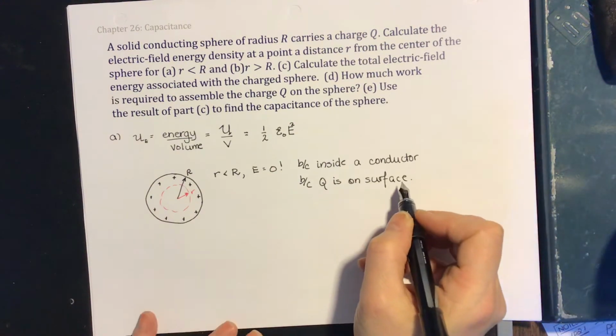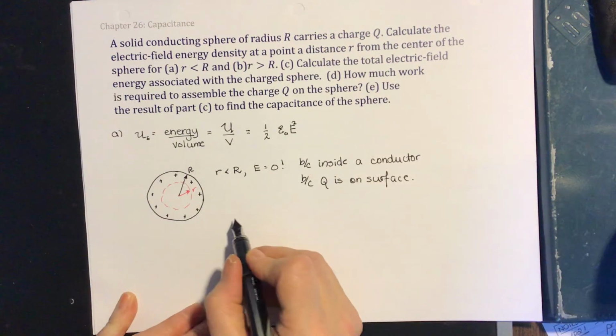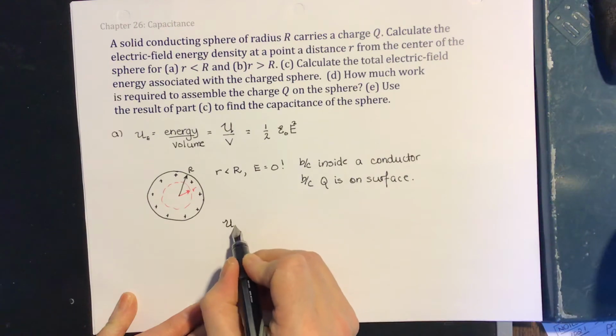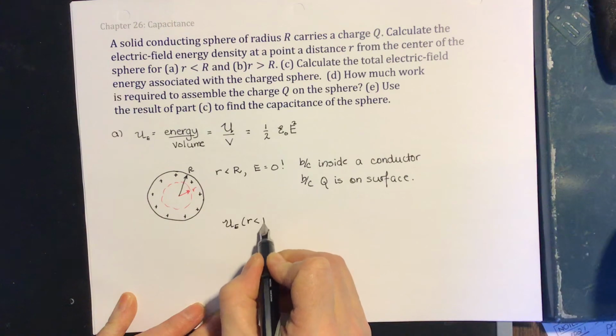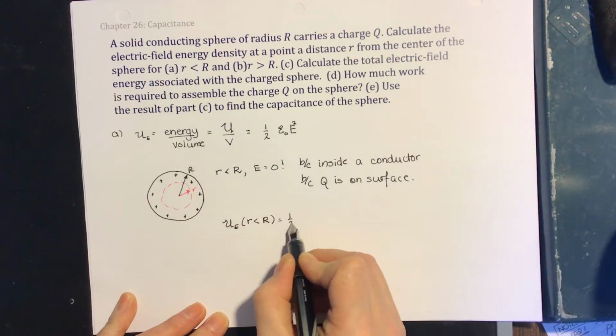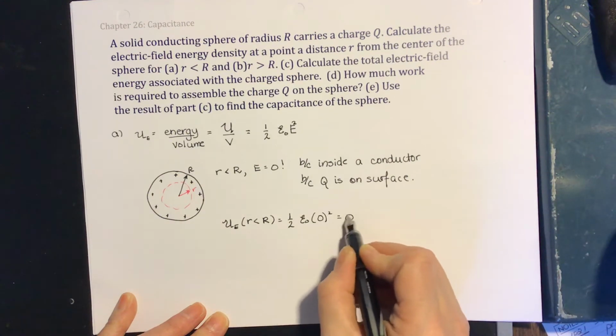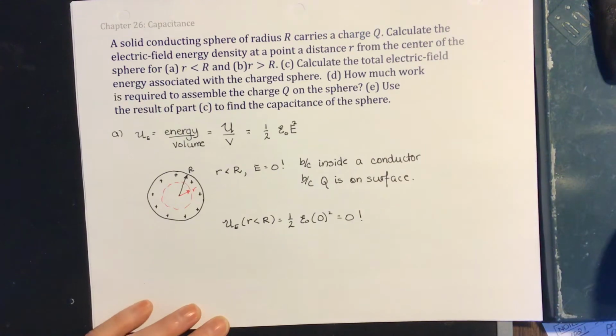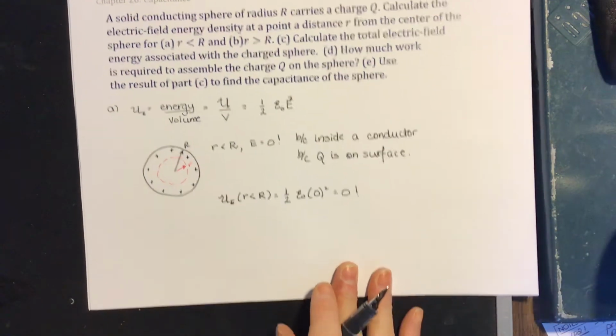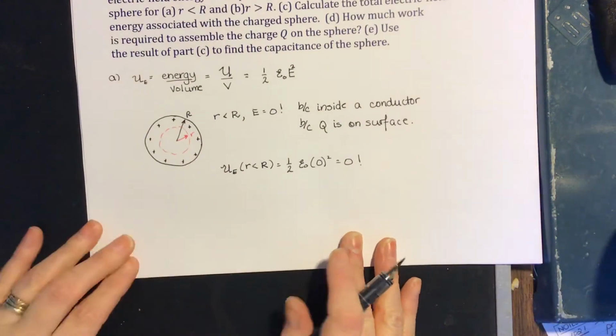So the electric field energy density for r less than R is equal to 1/2 times epsilon naught times 0 squared equals 0. There is no electric field energy density inside of the sphere. Okay, next let's do outside of the sphere.